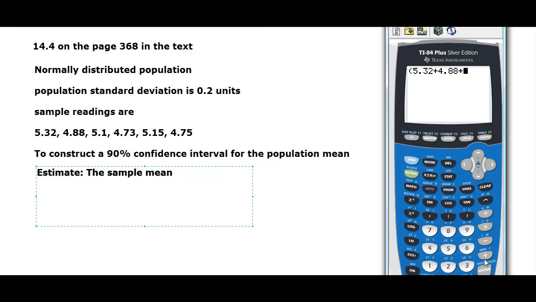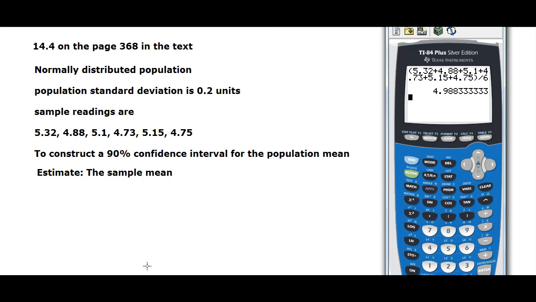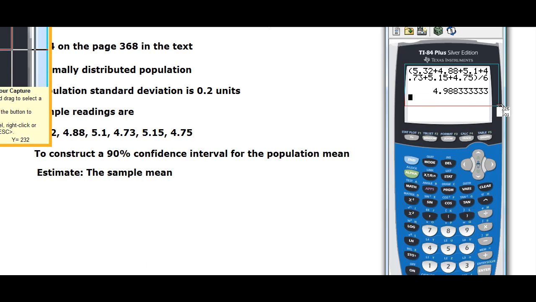4.88, then plus what? 5.1, then 4.73. Very nice of you. Very good, thanks. And then we divide it by 6. There are so many people watching me do this, so if I made any typo, it will be caught, right? So is that good? Okay, so here we go. Let's bring that into our notes.